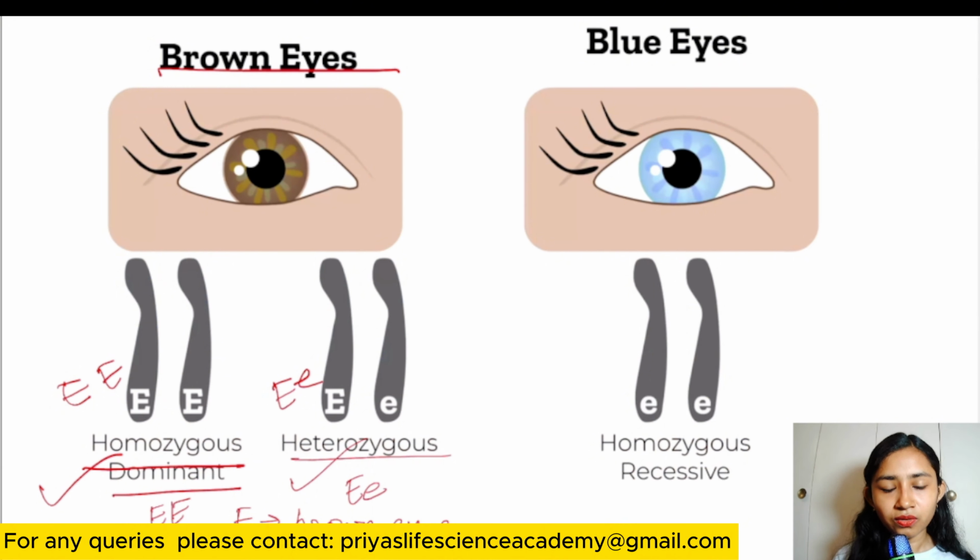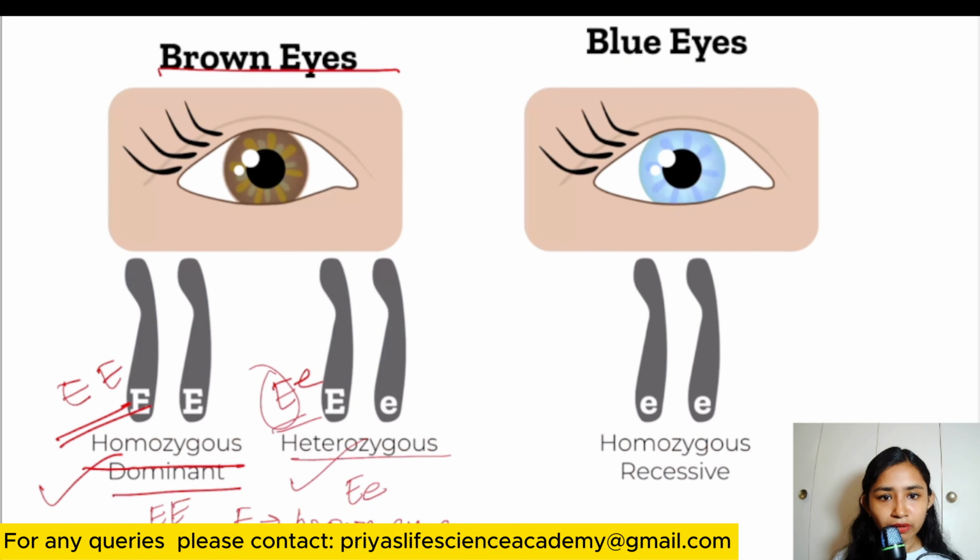From this kind of example, you can understand which allele is responsible for which characteristic. Because here, if capital E is brown eye and capital E small e is also brown eye, you can understand that capital E is responsible for the brown eye color and it is dominant over small e.